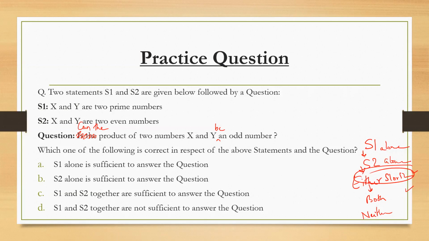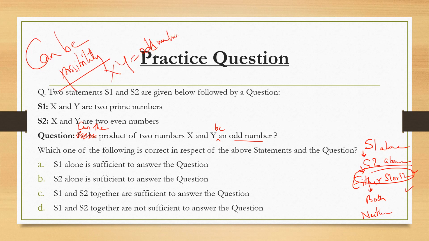Okay. So I hope everyone understands this aspect. Can the product of two numbers x and y be an odd number? तो इसमें क्या करना है अपने को? We just have to show what can be, that is possibility. मतलब if there is even one case where xy is an odd number, that is sufficient for me to select that statement. Okay, और यहाँ पे तो definitely case है ना, x is let's say 3, y is 5.